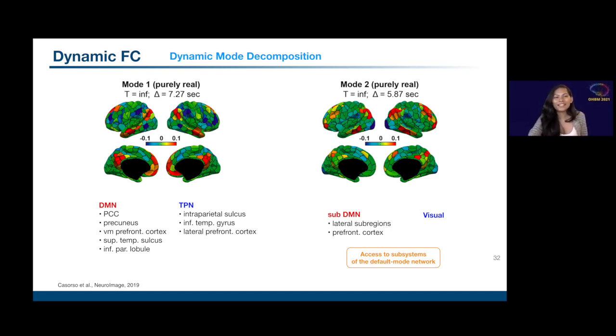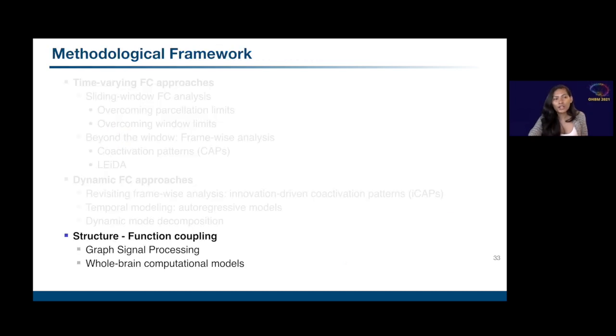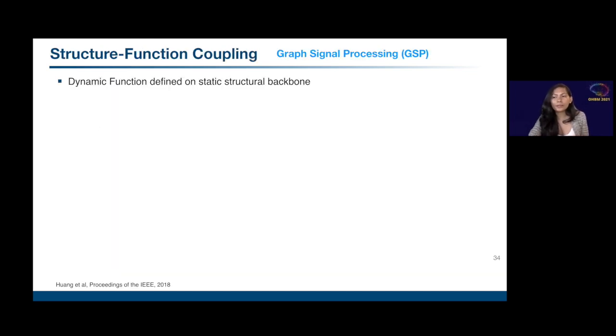And lastly, now we touch upon the effect or the influence of structure in the time varying behavior of brain function. So two of the most commonly used now recently in the field are graph signal processing and whole brain computational models. I first start with graph signal processing, which is very emerging in the field and is borrowed from engineering.